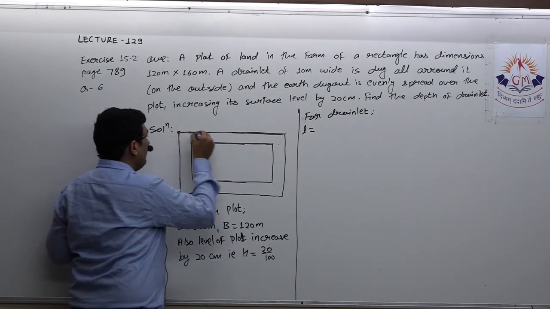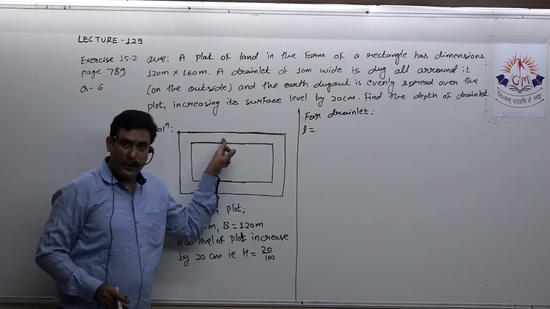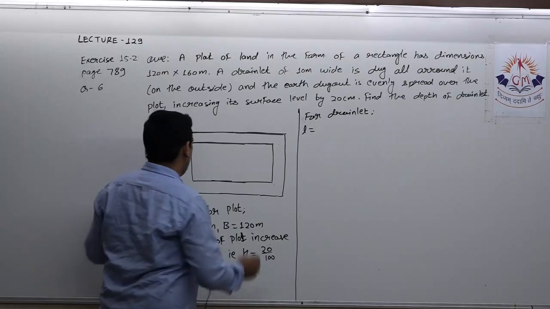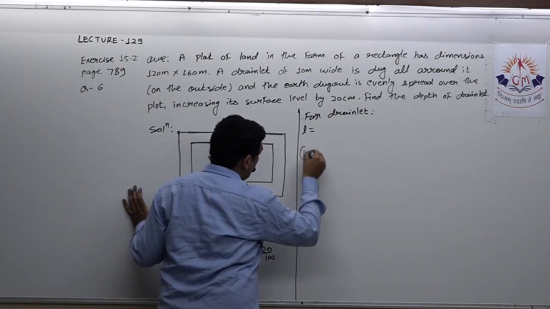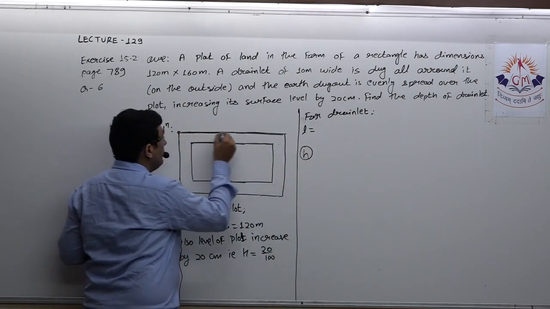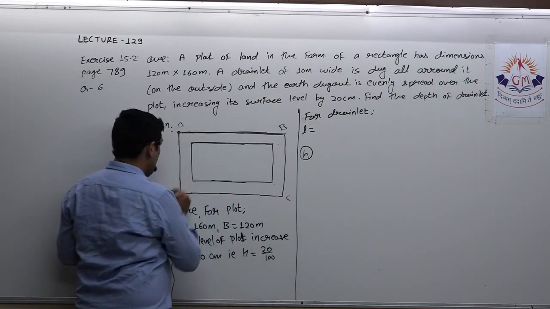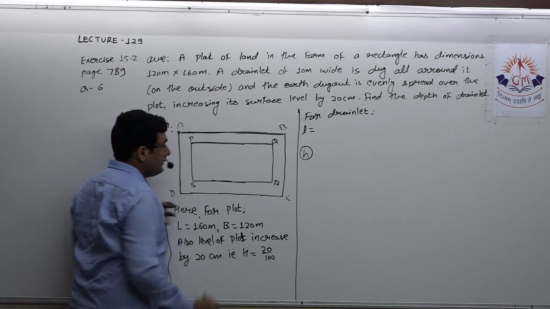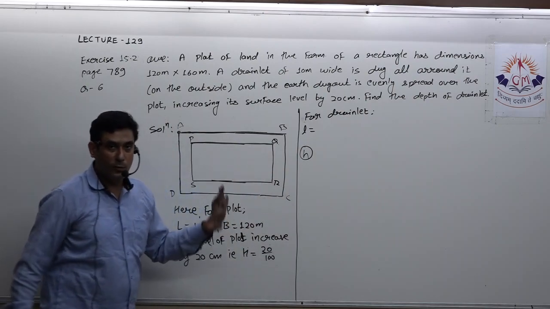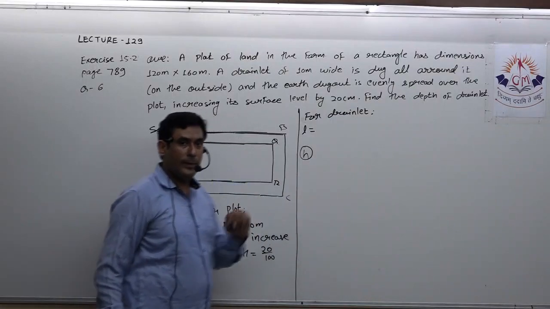Okay, now I have to find the volume of the earth taken out from the drainlet. How can I find this? If I assume the depth of the drainlet to be h, and name the outer rectangle ABCD and the inner one PQRS, then the volume of earth or soil taken out from the drainlet must be equal to the area of the drainlet multiplied by its depth.